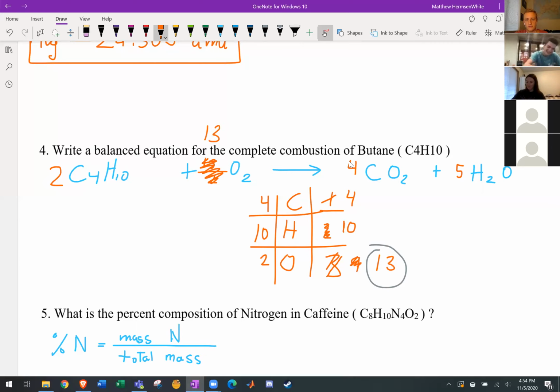This goes to 4 times 2. This is 8. And then this times 2 goes to 10. So we're doubling everything across the board. And now if you look, we have, oh, what did I do 13 times? So this is, yeah, that's fine. So now our equation is balanced. What questions do you have on balancing the equation for butane?